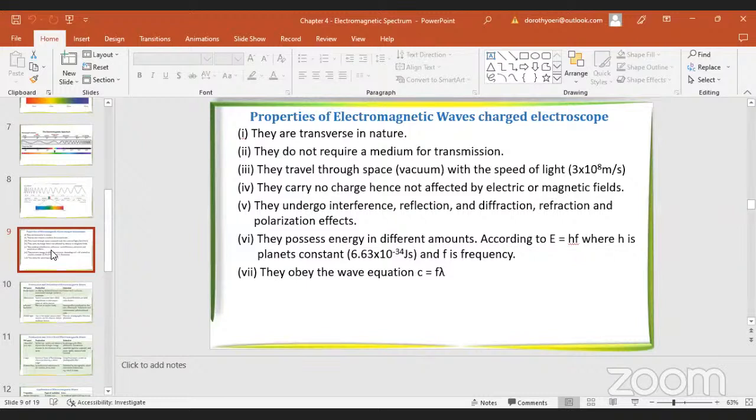The next one, they possess energy, and hence the equation, energy is equal to Planck's constant times frequency. Later on, we're going to use that formula, but that is a very important formula. Planck's constant is normally a constant given in the exam, and it is 6.63 times 10 to the negative 34 joule seconds. And then they also obey the wave equation, where velocity of light is equal to frequency times wavelength.